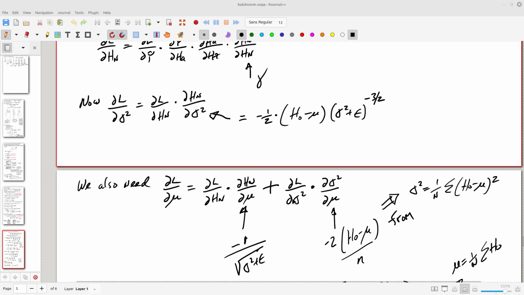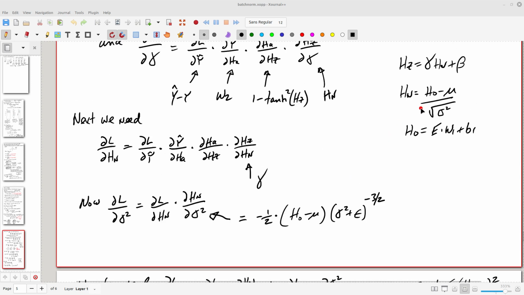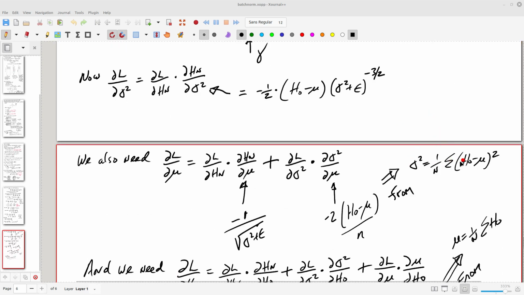And then we also need, well, we already have this loss with respect to the variance, which is computed up here. We need this piece here, which is the variance with respect to mu. So if you look at the formula for variance, this is the formula for variance. If we take the derivative of variance with respect to mu in this formula here, we'll end up with this answer right here. That'll be the derivative.